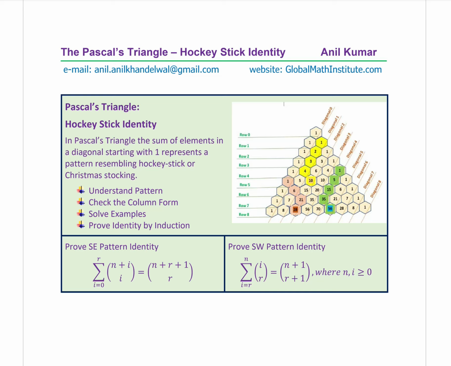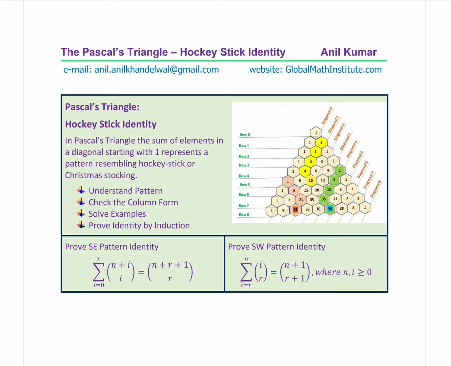We are going to discuss a very important identity which is observed in Pascal's triangle in this particular video. It is called hockey stick identity, also Christmas stocking. Many examples and test questions are based on this particular property.